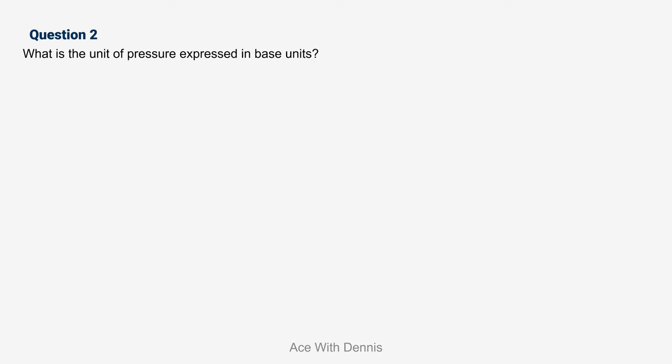Question 2. What is the unit of pressure expressed in base units? Is it A. kg meter per second square, or B. kg per meter second, or C. kg per meter second square, or D. kg per second square? The answer is C. kg per meter second square.